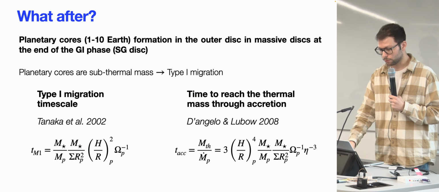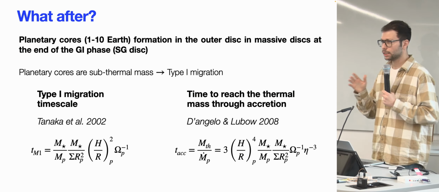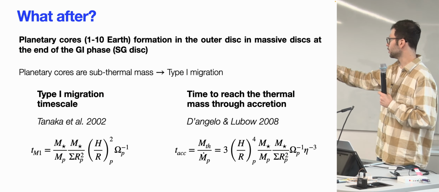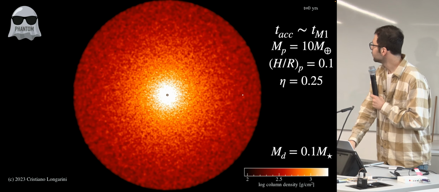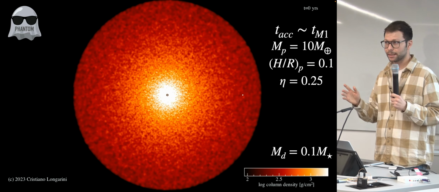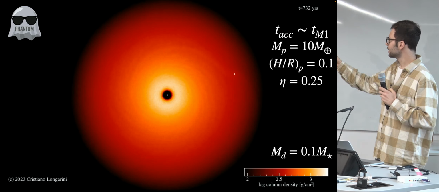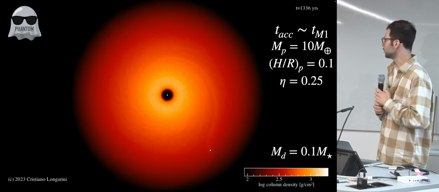And we performed several numerical simulations to study different regimes. In particular, here I'm showing you a simulation where the accretion time scale is of the order of the migration time scale, for a 10 Earth mass planetary core in the outer disk.